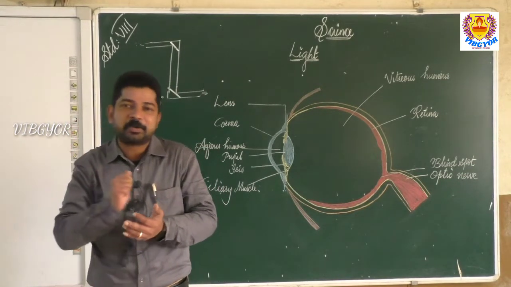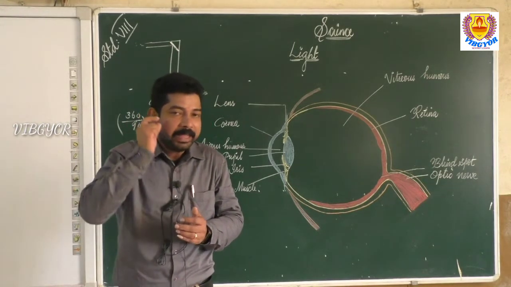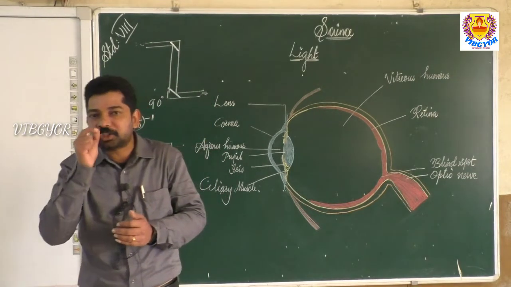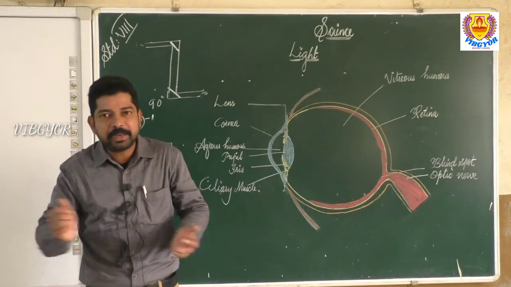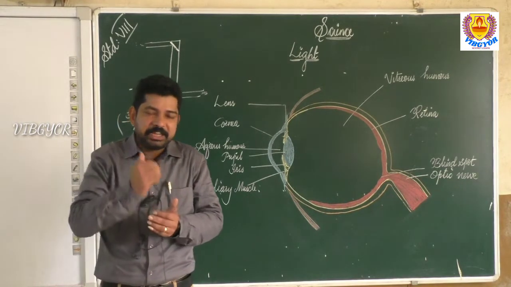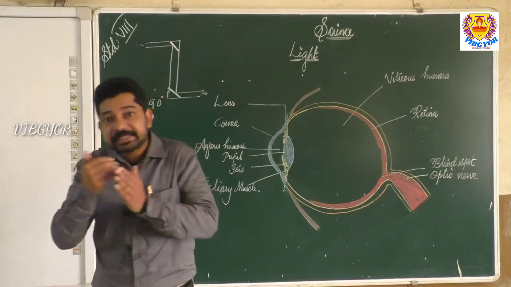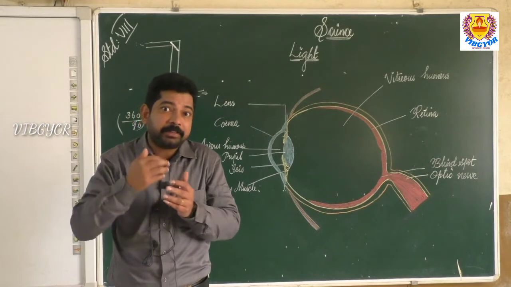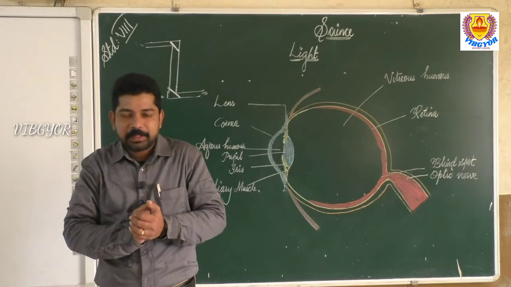This phenomenon is known as dispersion. What is dispersion? It is the splitting up of composite light into its constituent colors when it passes through a prism. This phenomenon is known as dispersion. So when sunlight undergoes dispersion, we get 7 colors. And the natural phenomenon that shows that sunlight contains 7 colors is the rainbow.